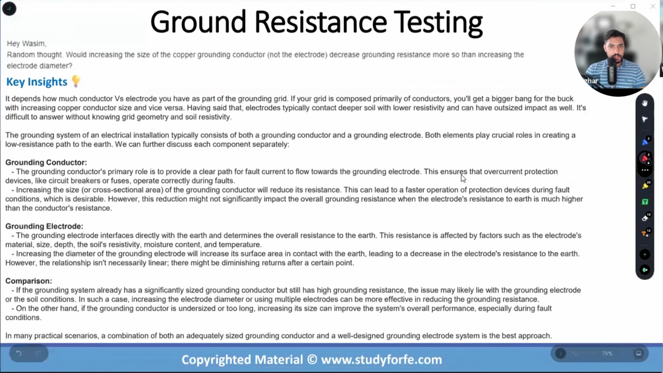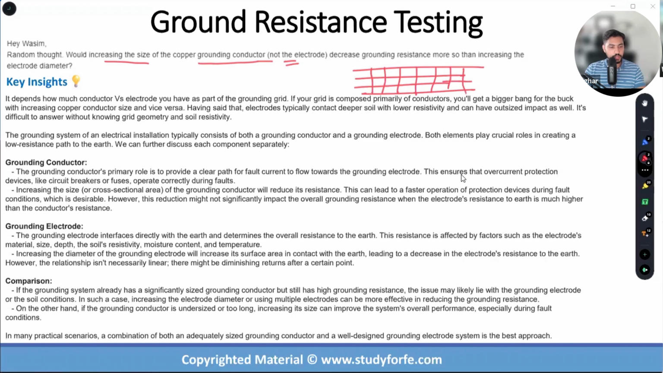Ground resistance testing. So a very small question, a one-line question and a multi-paragraph answer. So let's work through this one. And the question starts out with a random thought. Would increasing the size of the copper grounding conductor, copper grounding conductor, not the electrode. So he's being very specific. So you have the copper grounding conductor, right? The grid that is formed, okay?